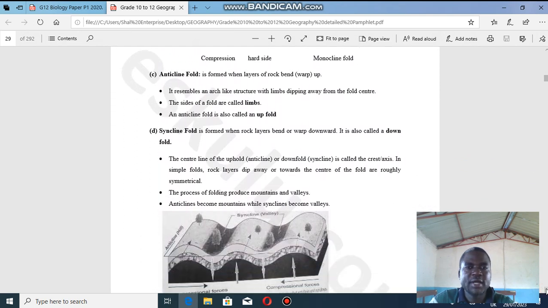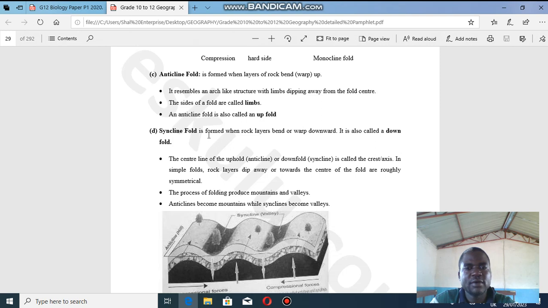Then we have the anticline fold, formed when layers of rock bend upward. It resembles an arc-like structure with the limbs dipping away from the fold center. The sides of the folds are called limbs. The anticline fold is also called the upfold. So that is a key term: the other name for anticline fold is upfold.